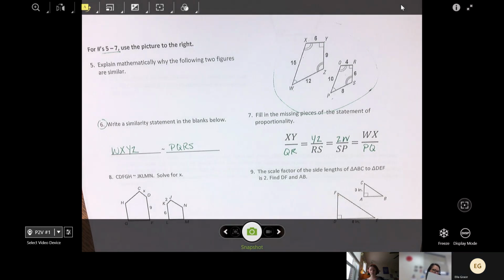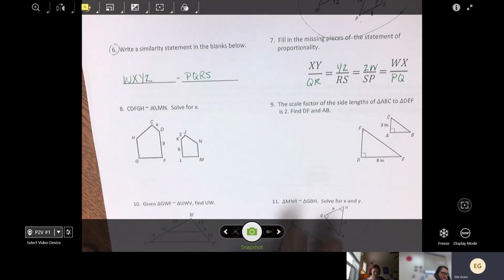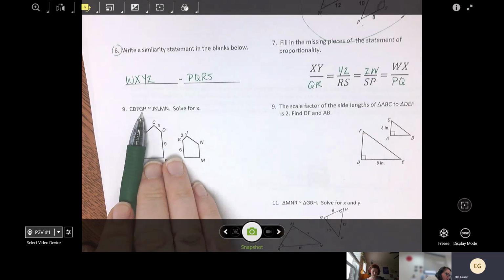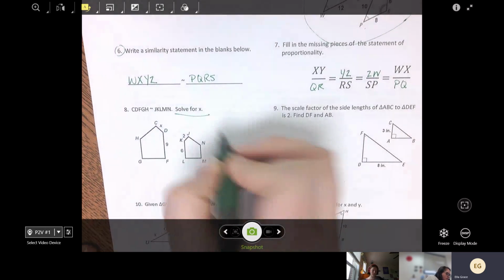Okay, Samantha, did you want to go over 13, 14, and 15? Yes, please. Do y'all have any other questions on the front? Can we go over 8 and 9 too? Yeah. All right, so number 8 says CDFGH is similar to JKLMN. Solve for X.